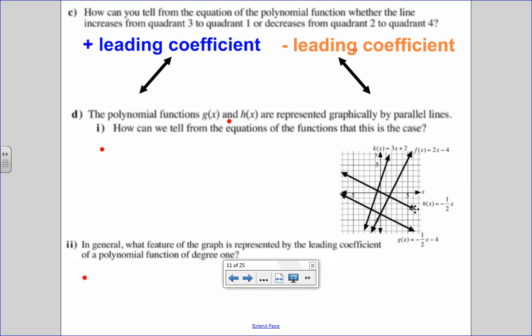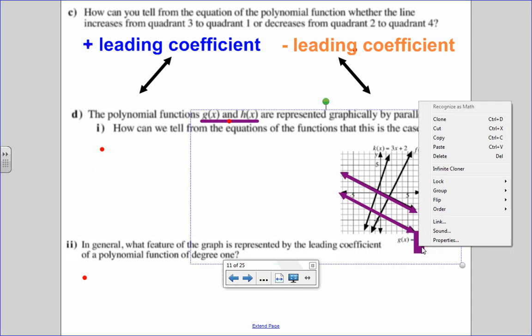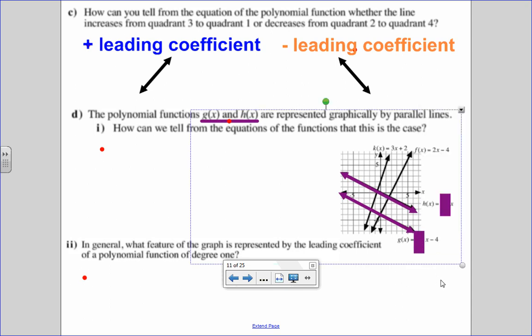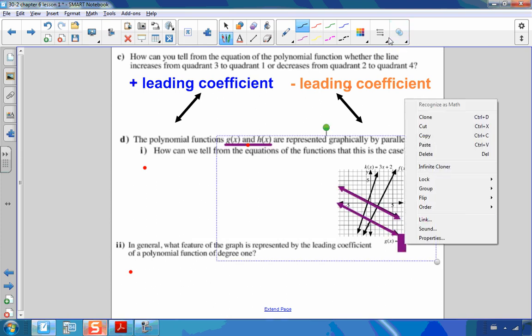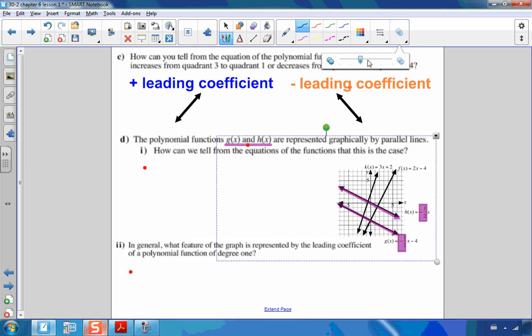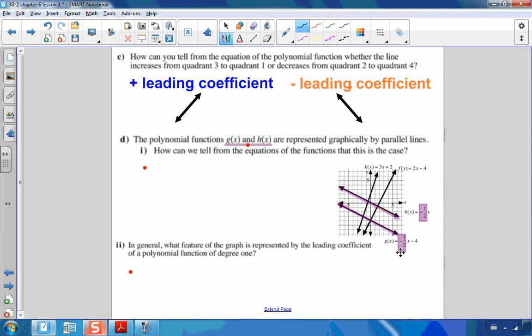Okay, so polynomial functions g of x and h of x are parallel lines. How can I tell that those are parallel lines? Well, if you look at that, let me just make that a little bit less blockish so that we can actually see through it. Let's just try that again. There we go. Okay, if we look at those, we can see that the number in front, -1/2, is the slope. So they are parallel because they have the same slope.